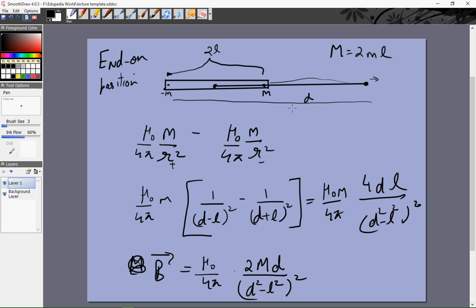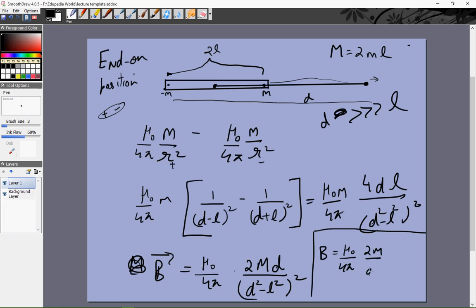Now we'll use the approximation, and just like in the case of electric dipoles, here the magnetic dipole approximation will be d is much greater than L. Actually we're looking at maybe a plus and minus magnetic dipole, and we're looking at the magnetic field somewhere here. So the distance between these two doesn't really matter much, and in that case we can ignore L squared in front of d squared, and the final result we'll get after the approximation is B is equal to mu naught by 4 pi, 2M by d cube.